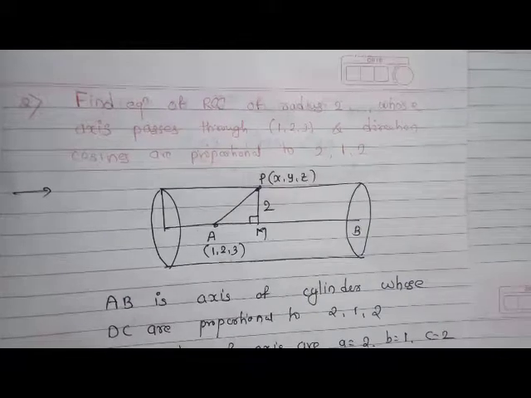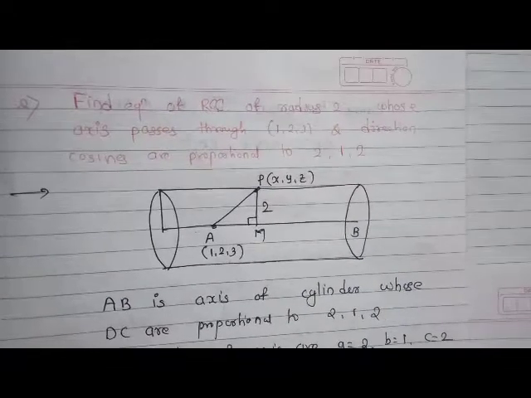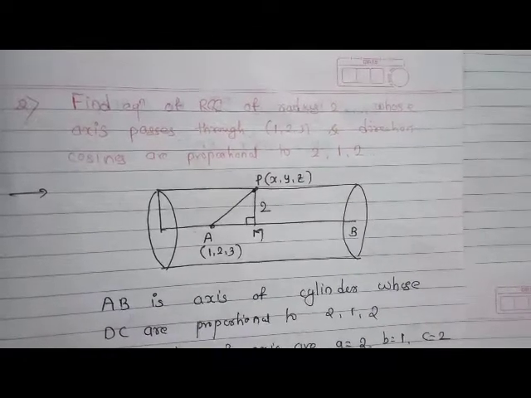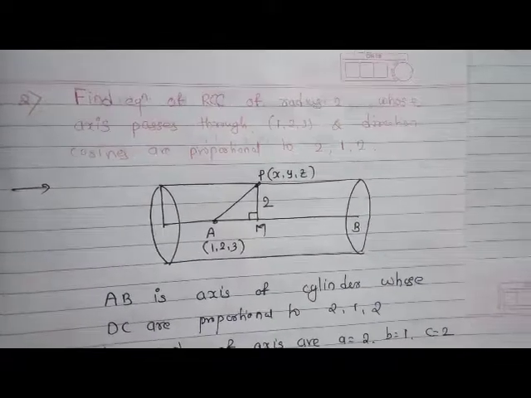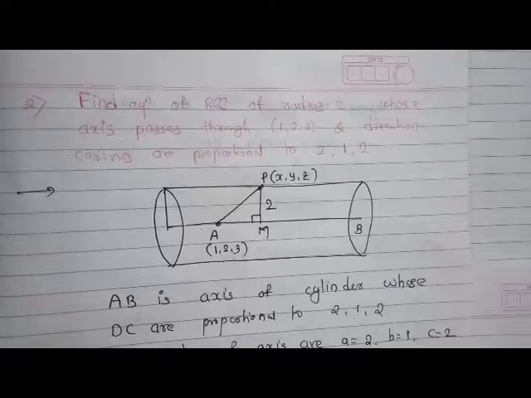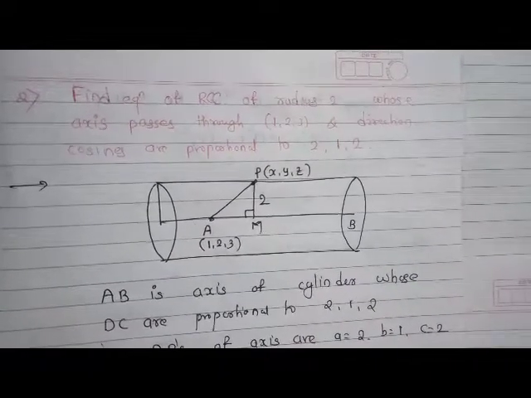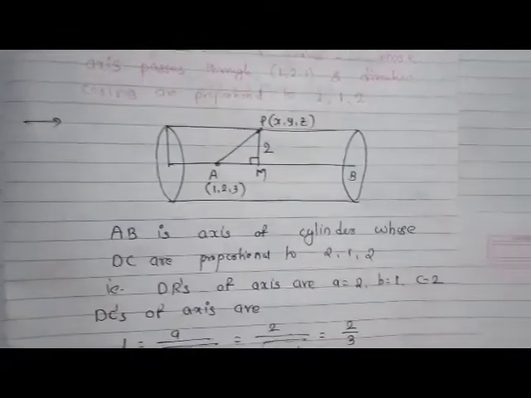Suppose P(x, y, z) is any general point on the cylinder. From point P draw a perpendicular to the axis that will meet the axis at M. PM is the radius of the cylinder and it is given as 2. A(1, 2, 3) is a point on the axis. So we'll start like this.